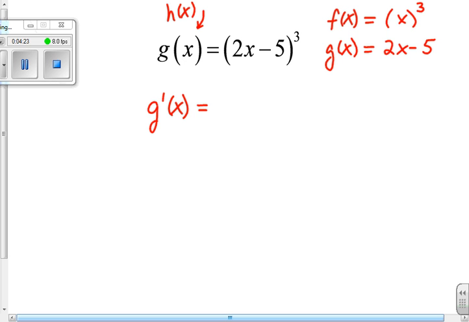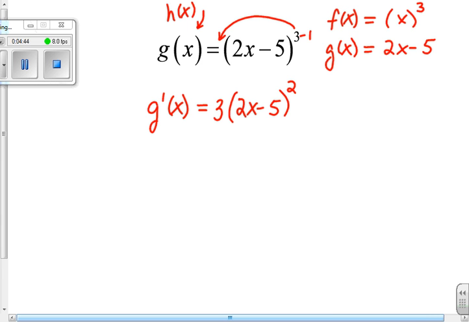And we know by the power rule, the cube would be the 3 has to come down, and then we take 1 less than our exponent. So now I have 3 times 2x minus 5. Notice I'm not doing anything with the inside, raised to the second power. So I've done the f part. Okay? Now I have to do the inside.